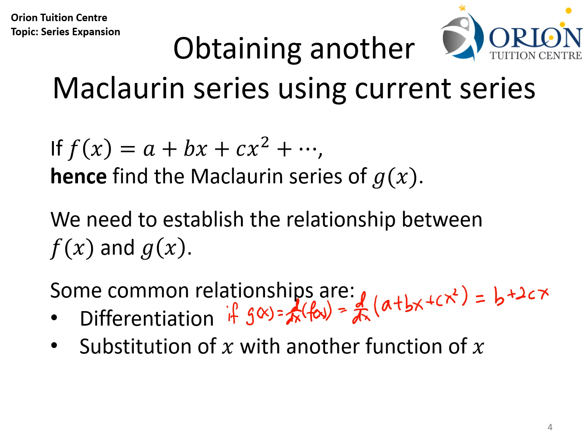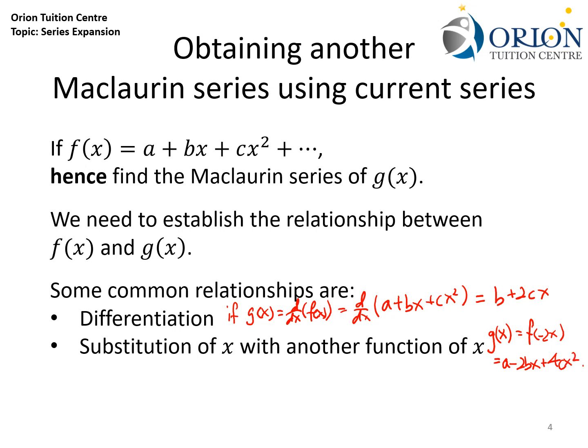Next, we can also have the relationship where g(x) is f(x) with its x being substituted with another function of x. For example, g(x) can be f of negative 2x. So maybe we might have g(x) equals f of negative 2x, and therefore this gives us a minus 2bx plus 4cx squared.